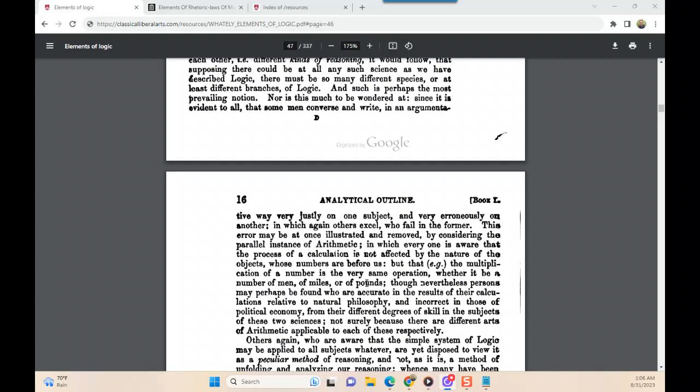That's what the author is arguing here. Nevertheless, persons may perhaps be found who are accurate in the results of their calculations relative to natural philosophy or natural science and incorrect in those of political economy or economics. So the same problem may appear, but it's not because the process of calculation is different. They're simply not practicing good calculation, good arithmetic in the two different areas. This may be caused by their different degrees of skill in the subjects of these two sciences, not because there are different arts of arithmetic applicable to each of these respectively. So it may seem that there are different mathematical processes, but that's not true.